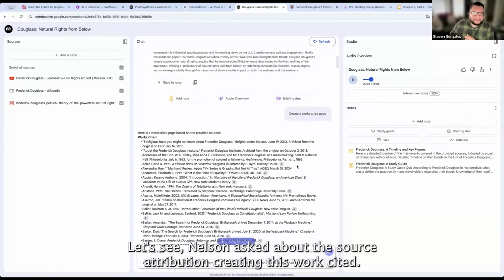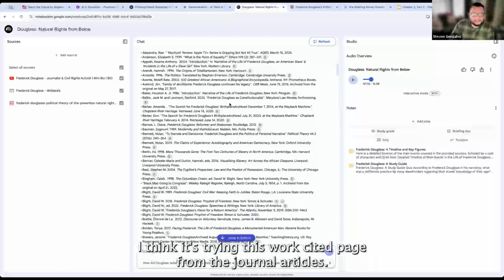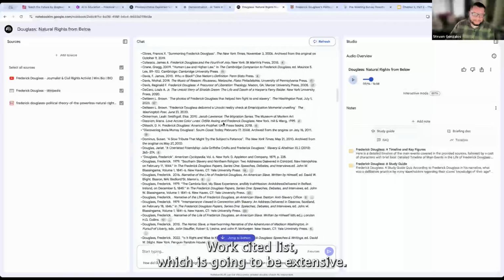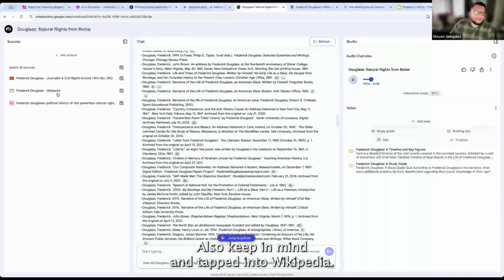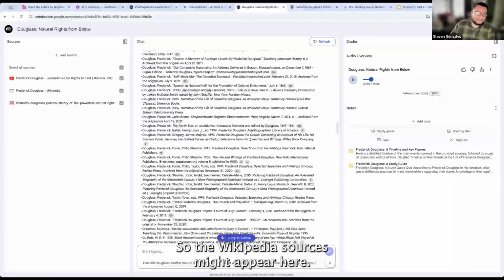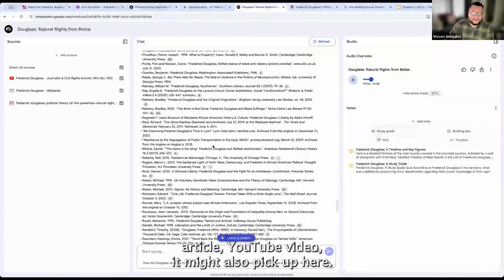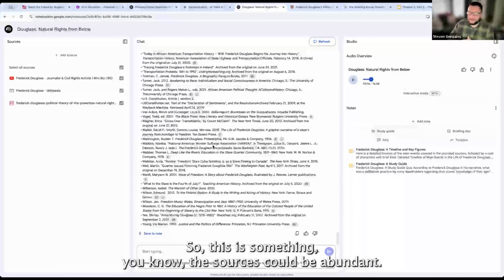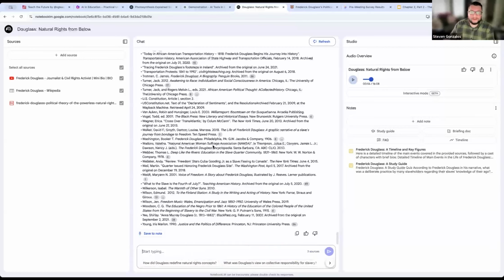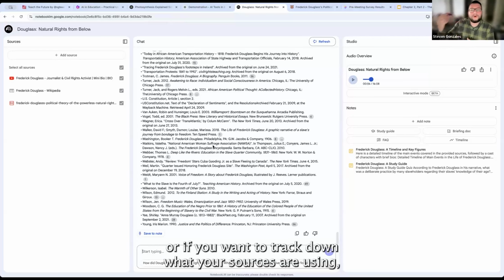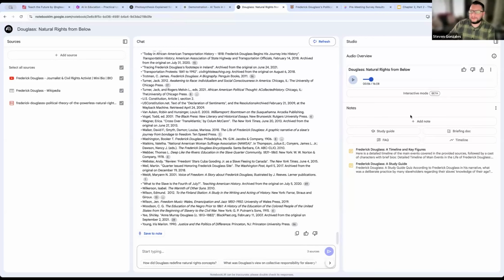Nelson asked about the source attribution. It's creating this works cited. I think it's drawing this works cited page from the journal articles' works cited list, which is going to be extensive. Also, keep in mind I tapped into Wikipedia, so the Wikipedia sources might appear here. And anything that's listed as a source from that YouTube video, it might also pick up here. So the sources could be abundant. I think that's pretty useful, especially if students want to learn more, or if you want to track down what your sources are using, get to those closer to the primary sources.